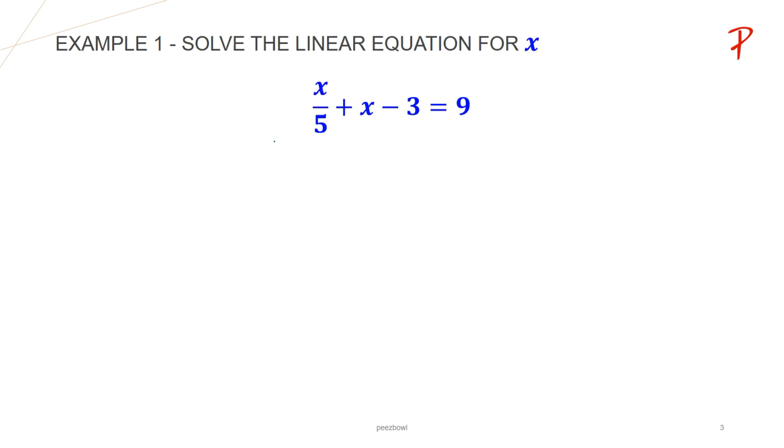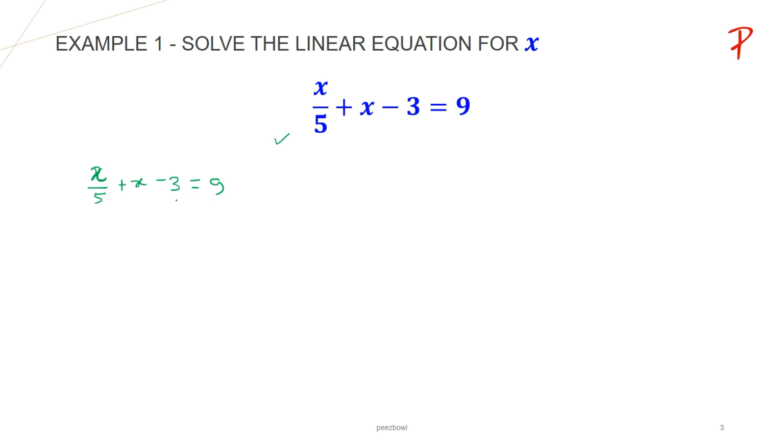So let us solve this example first, example 1. In this example we have x upon 5 plus x minus 3 is equal to 9, right? We need to find out the value of x. Let me write down the complete equation. So we have x upon 5 plus x minus 3 is equal to 9.